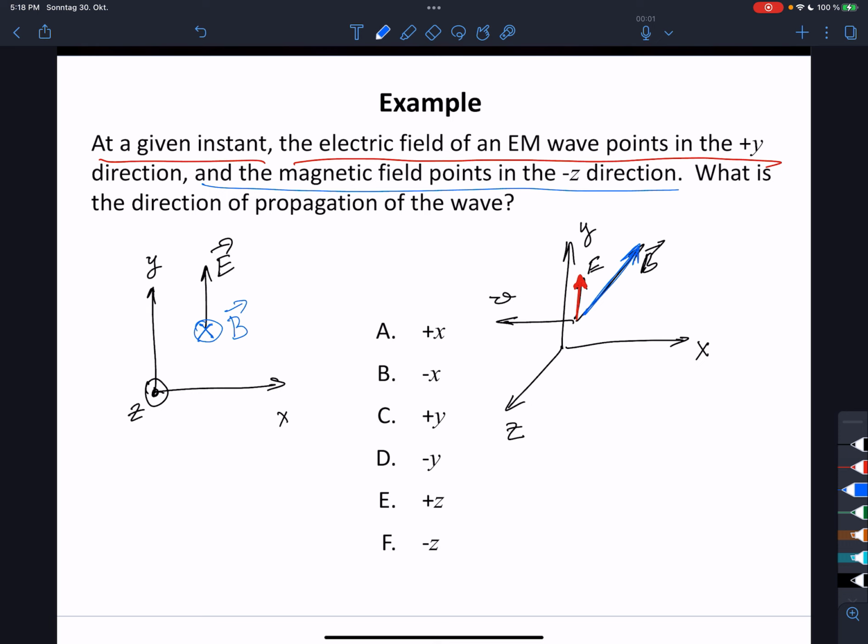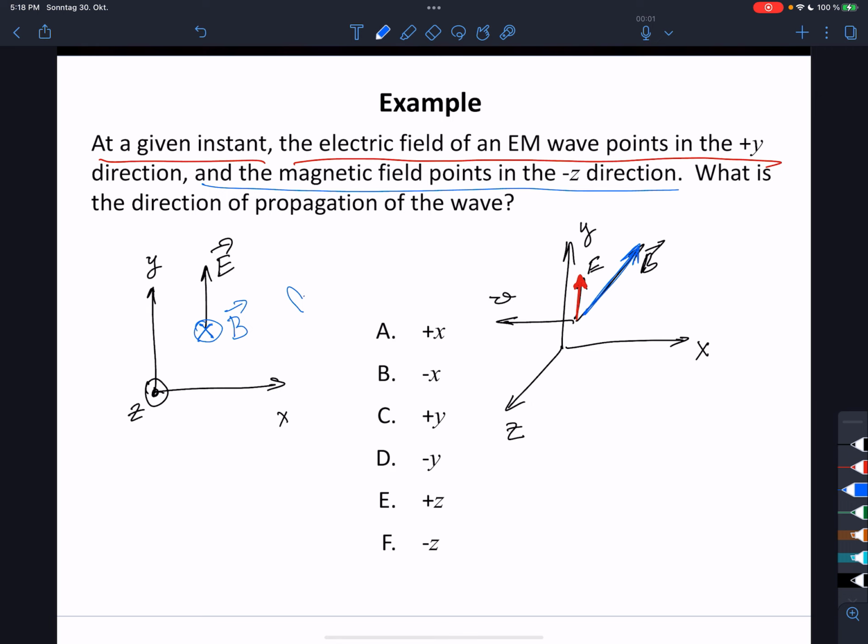First of all, we align our hand in the direction of the electric field in such a way that we can bend the fingers in the direction of the magnetic field. So we first align our hand in the direction of the electric field, like this. Essentially I put my palm on the screen of my device. So this is my hand. Pretty ugly hand, it didn't really work out.